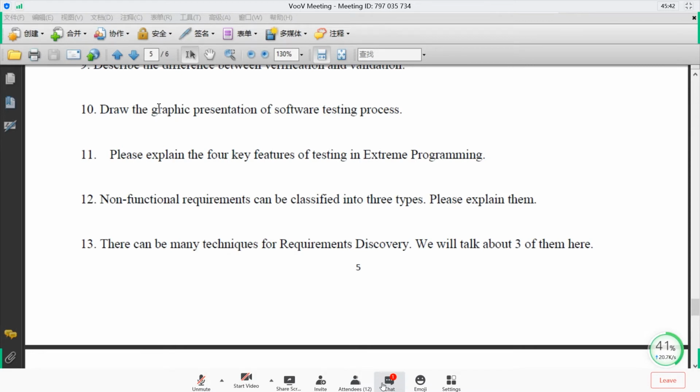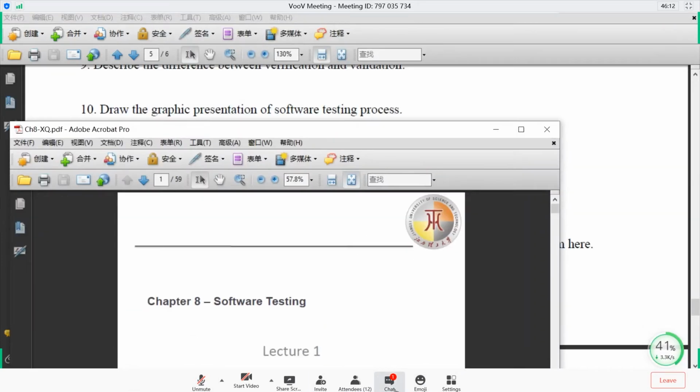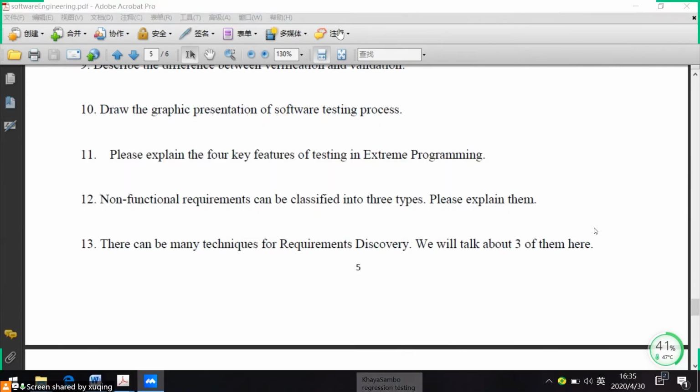You see here, we are asked to draw the graphic presentation of software testing process. This is the question, and I give you some hints. That means we can find the answer in the 8th chapter, that means in this slide. And normally you have it in this PDF. Could you tell me on which page can we find the graphic presentation of software testing process?